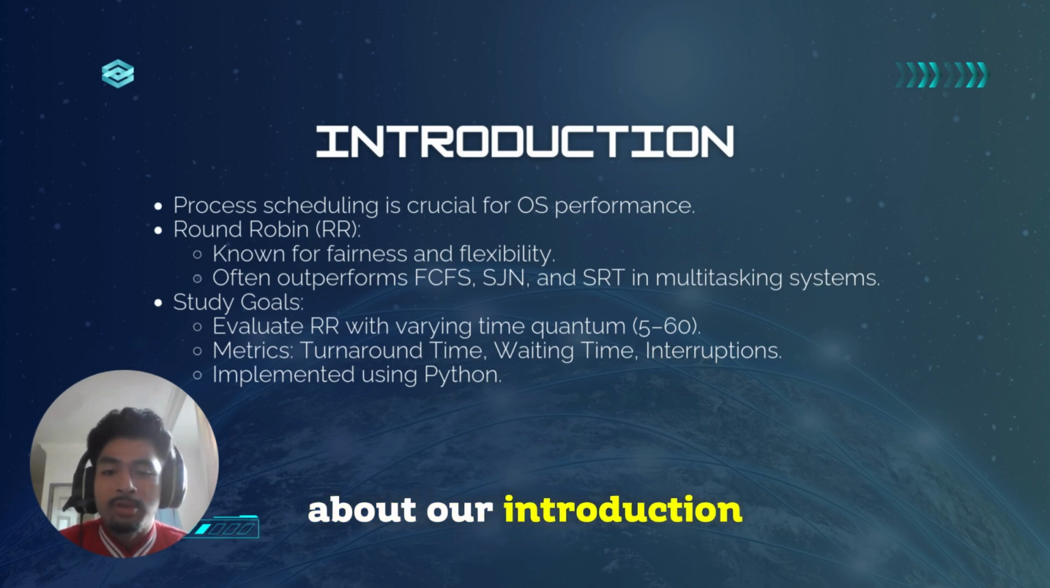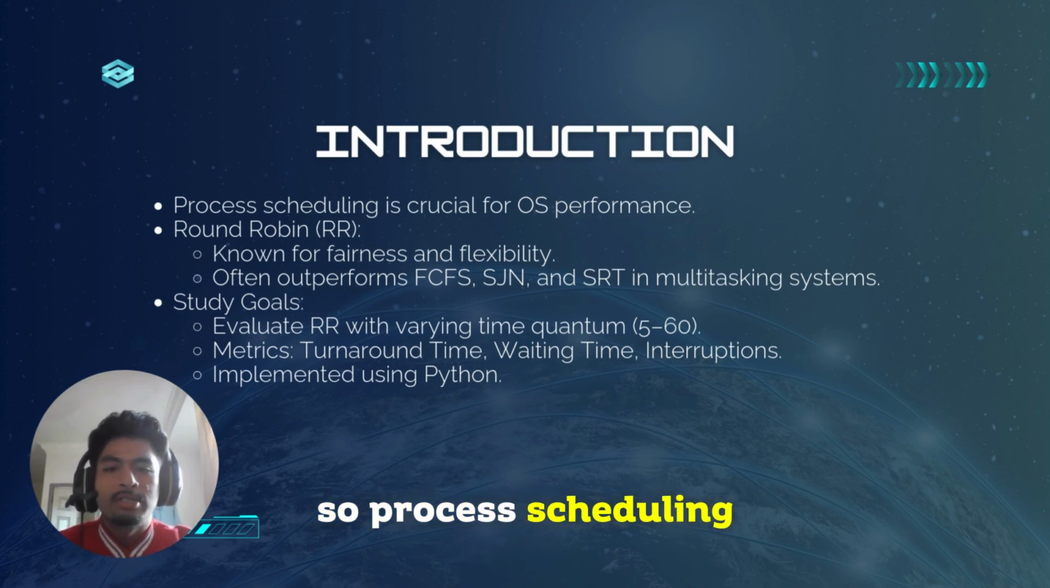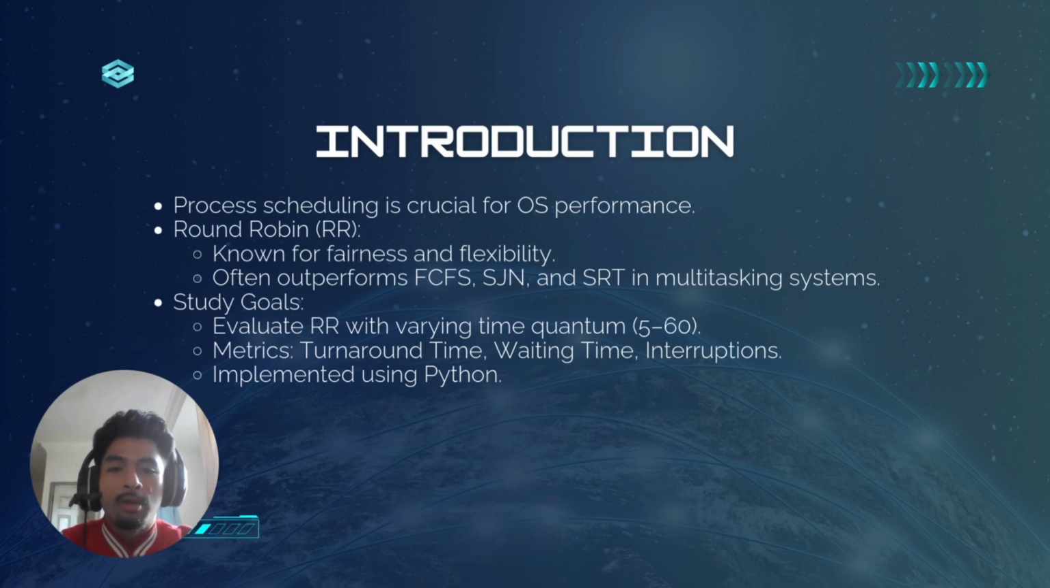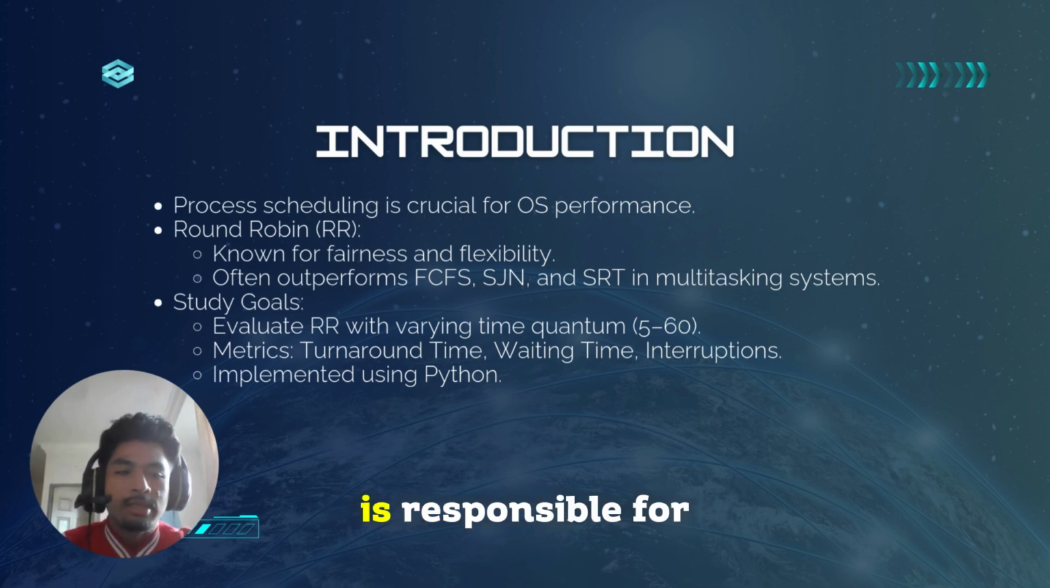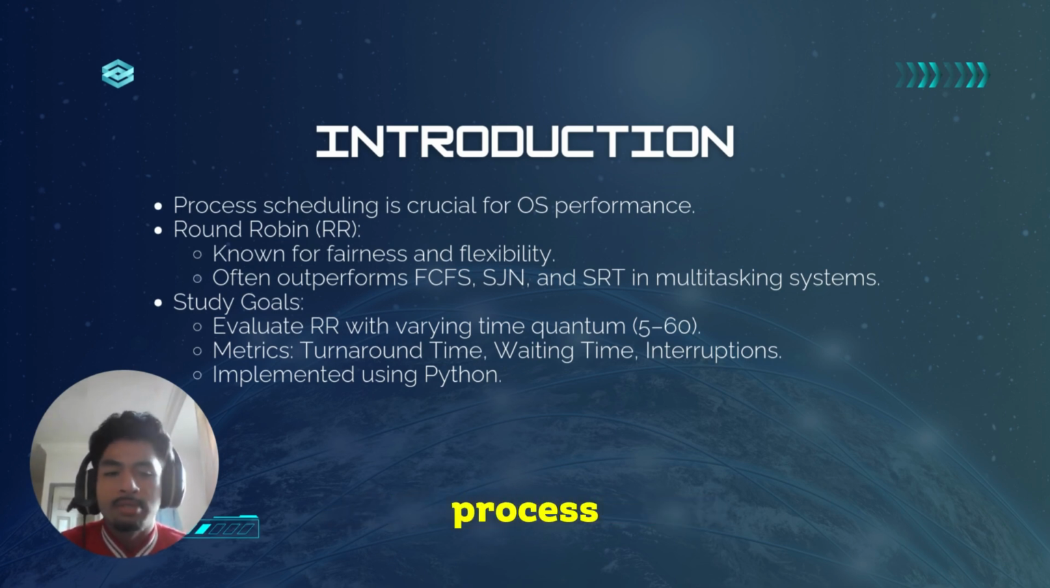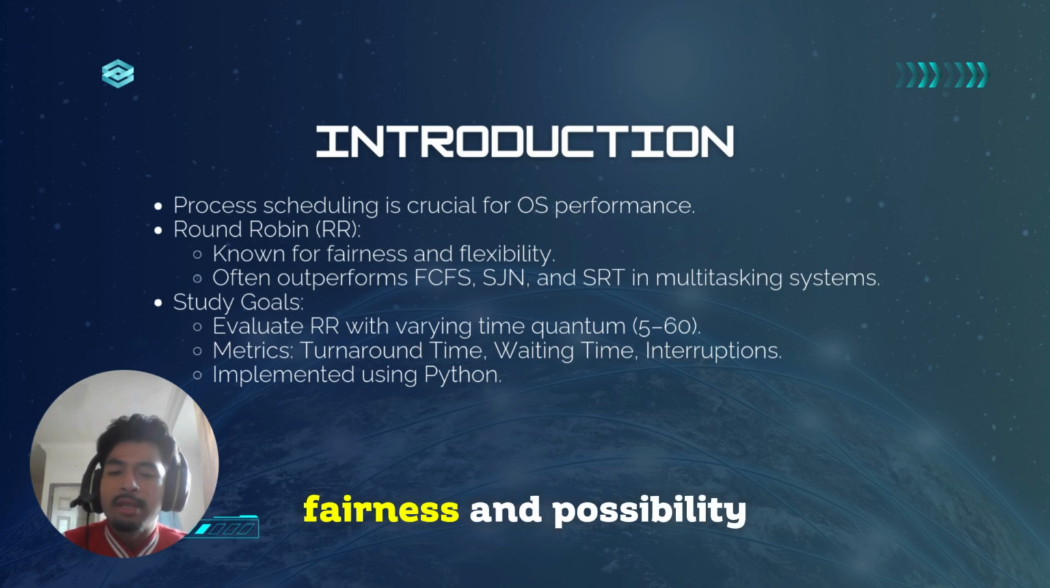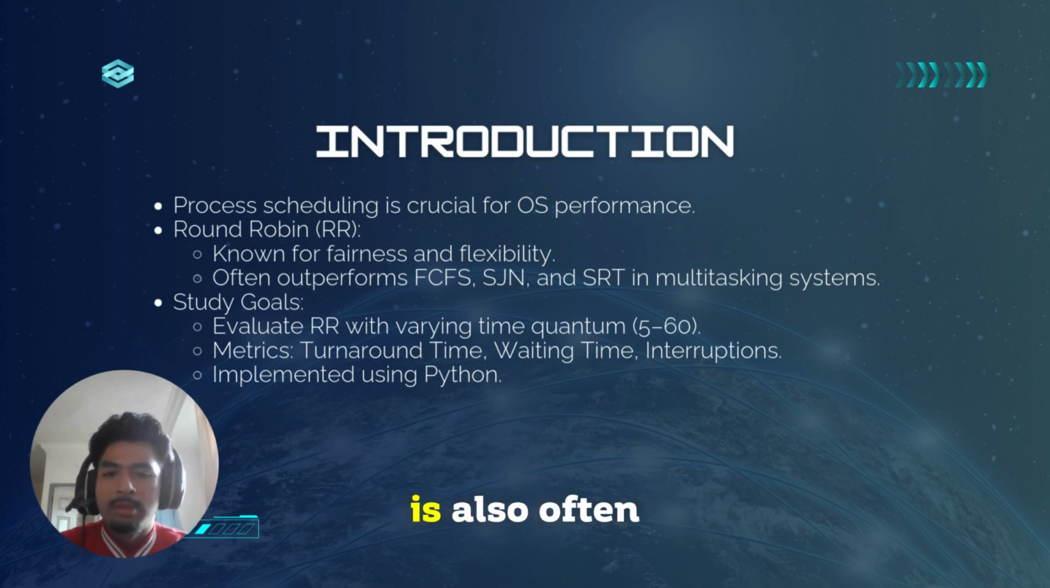Today I'm going to talk about our introduction. Process scheduling is crucial for OS performance. The definition of process scheduling is responsible for selecting a process based on a scheduling method as well as removing a process. Next, we talk about round robin. Round robin is known for its fairness and flexibility. It also often outperforms FCFS, SJN, and SRT in multitasking systems.